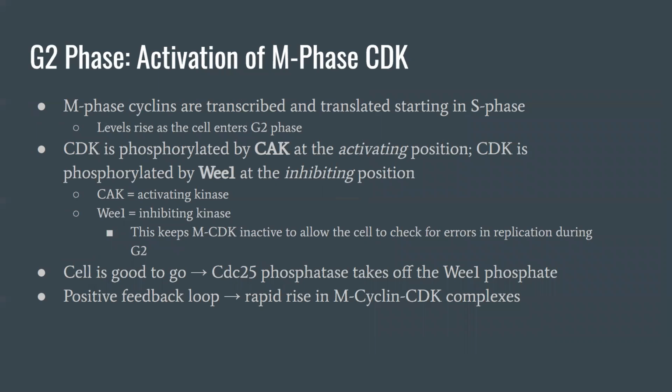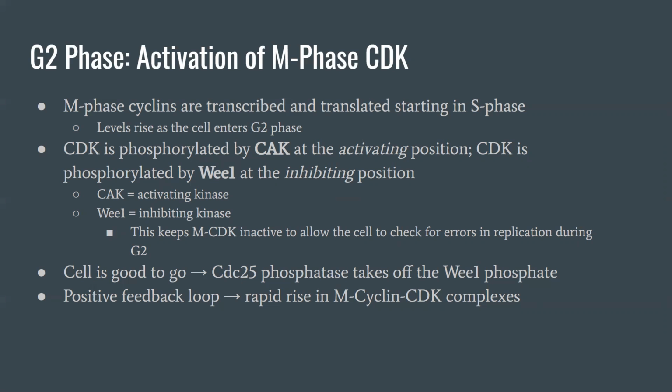So now with G2, the regulatory effect of CDK is basically the activation of M phase CDK. This is occurring in G2 phase, which if you remember comes after S phase. M phase cyclins are transcribed and translated starting in S phase, but then the levels will start to rise as the cell enters G2 phase because you're going to need more of them.